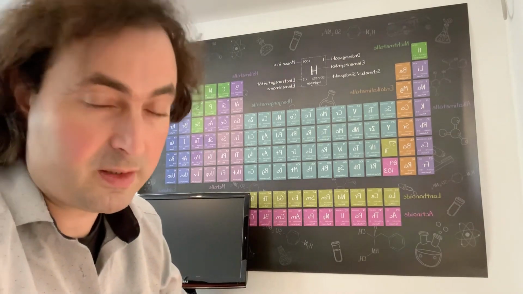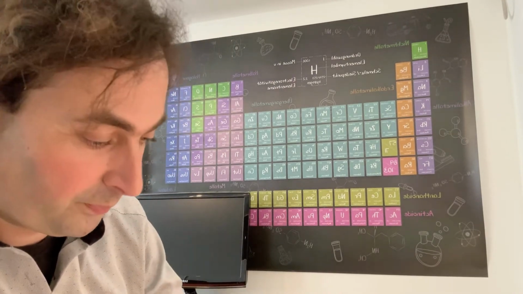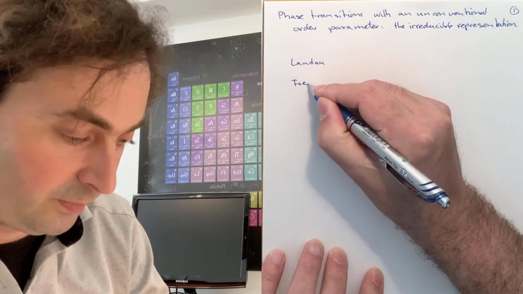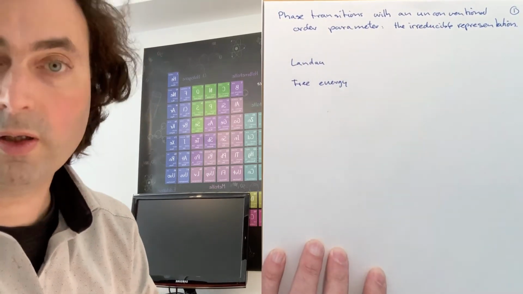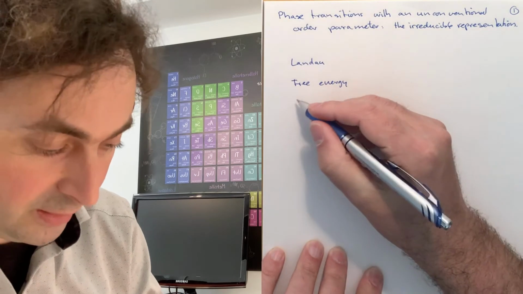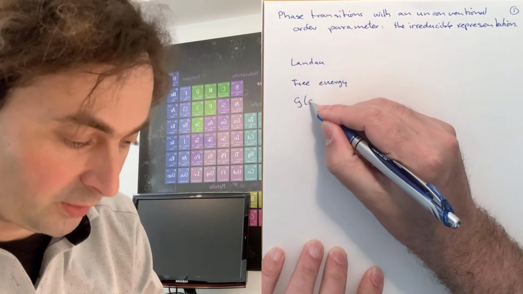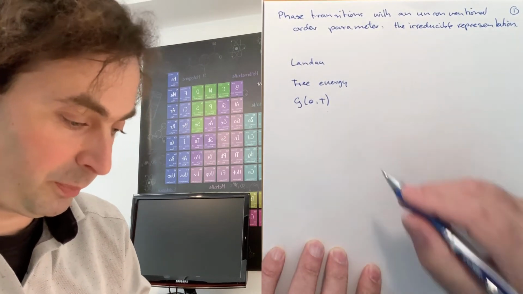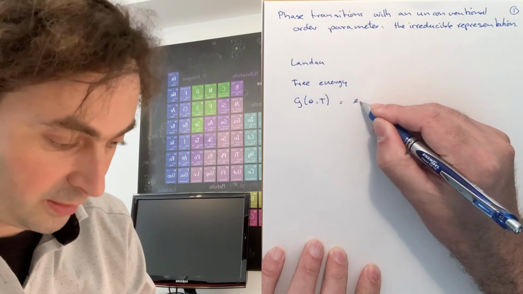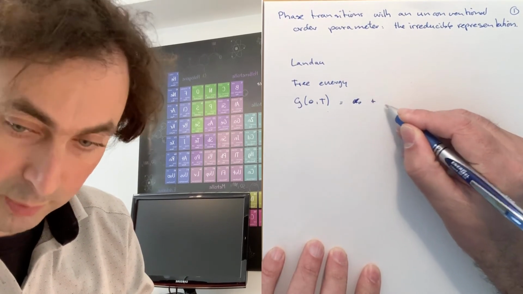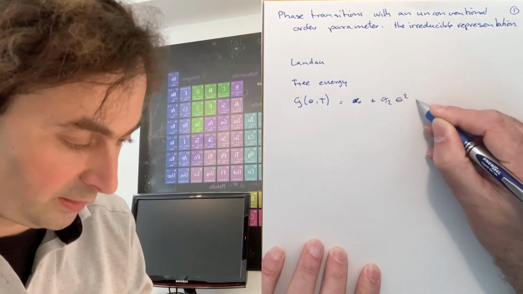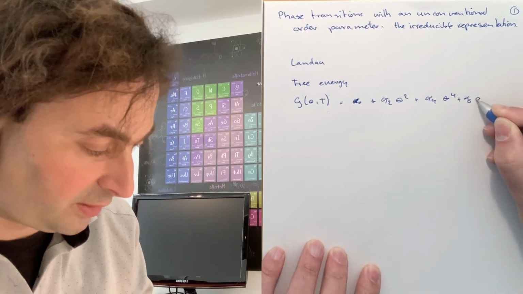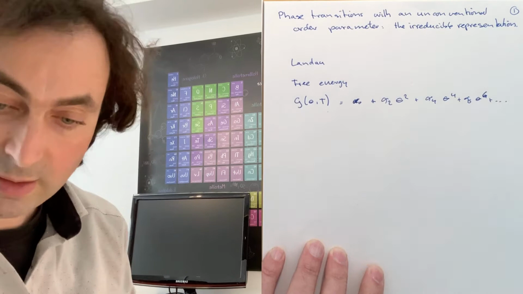If we think of phase transitions, then we can use Landau's theory. And within Landau's theory we look at the free energy, because we know from statistical physics that it's the free energy that is minimum at finite temperature and not the internal energy. And the free energy is a function of temperature and theta, the order parameter. And we can make a Taylor series expansion: alpha 0 plus alpha 2 theta squared, alpha 4 theta to the fourth, alpha 6 theta to the sixth, etc.